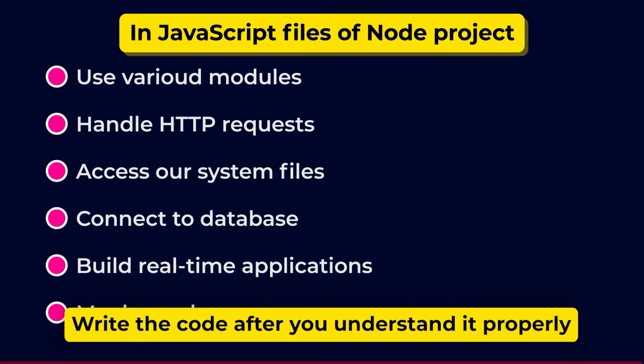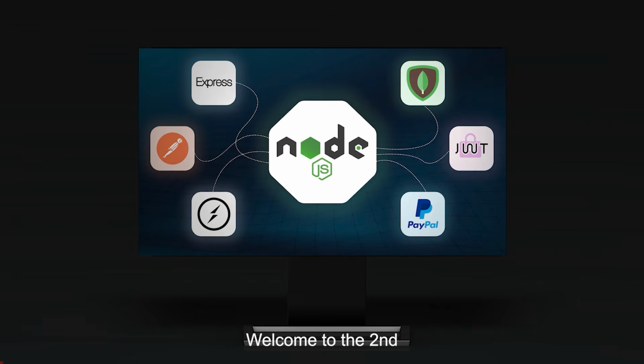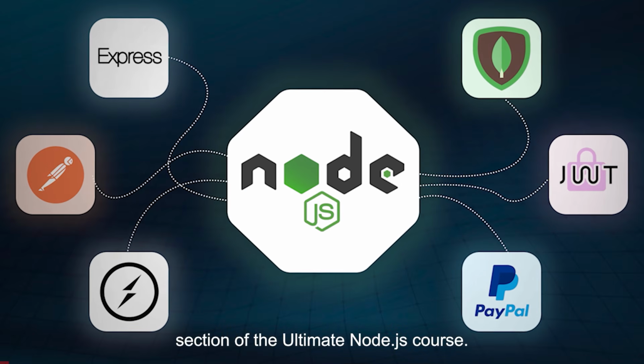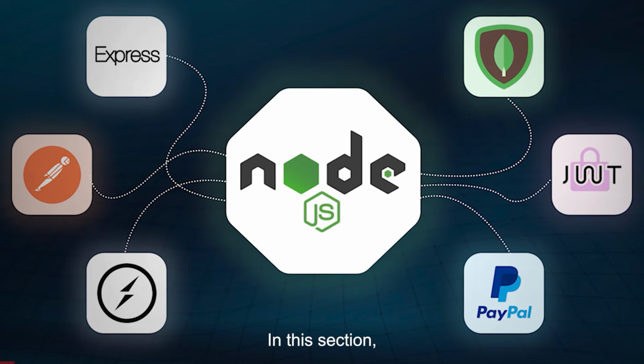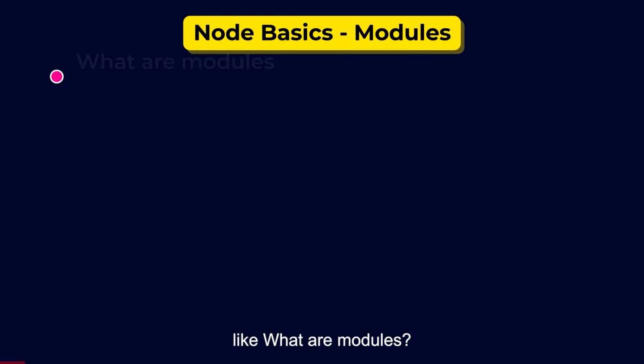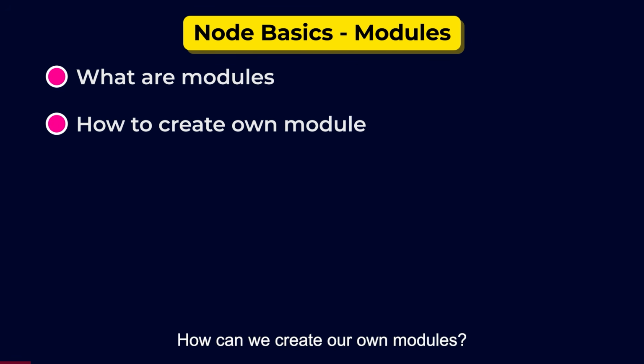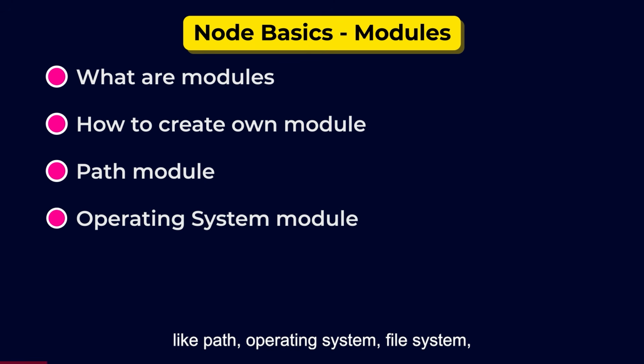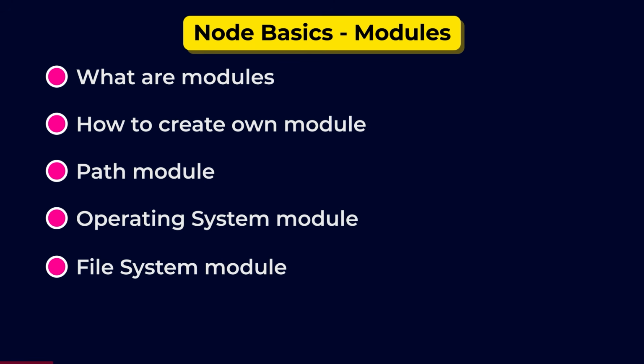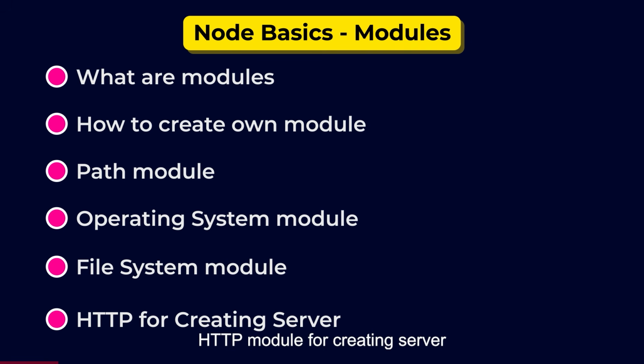It is really simple. Welcome to the second section of the Ultimate Node.js course. In this section, we will learn everything we need to know about modules, like what modules are and how we can create our own modules. Also, we have some built-in modules like path, operating system, file system, the HTTP module for creating a server, and much more. So let's start with what modules are.